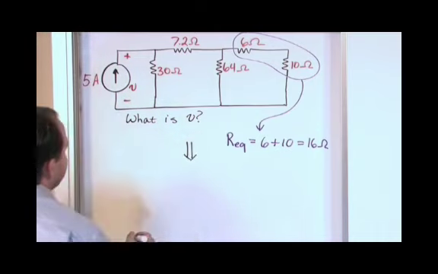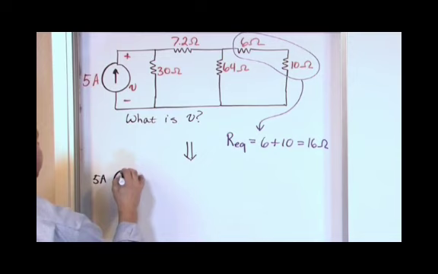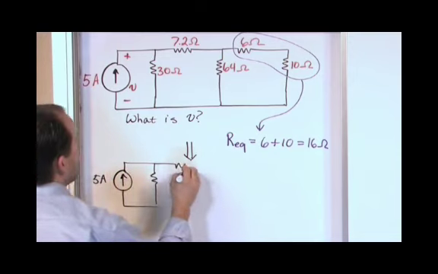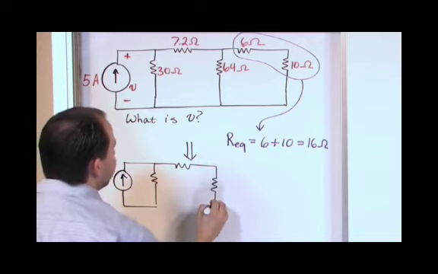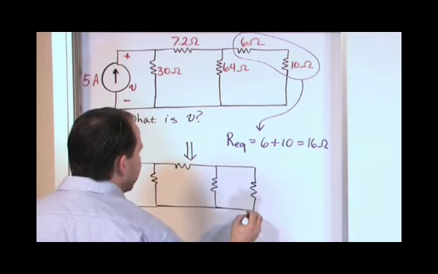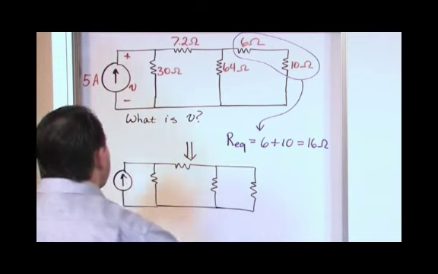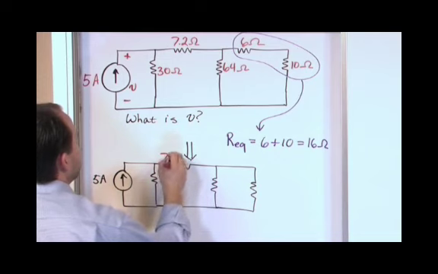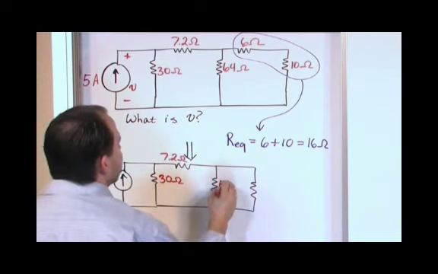So you have the 5 amps here, you have a resistor here, you have a resistor up on top, you have the 64 ohm resistor here, and now you have a new resistor like this. Now let's make sure we understand what we're doing here. What we have here is 30 ohms, here's 7.2 ohms, here's 64 ohms.